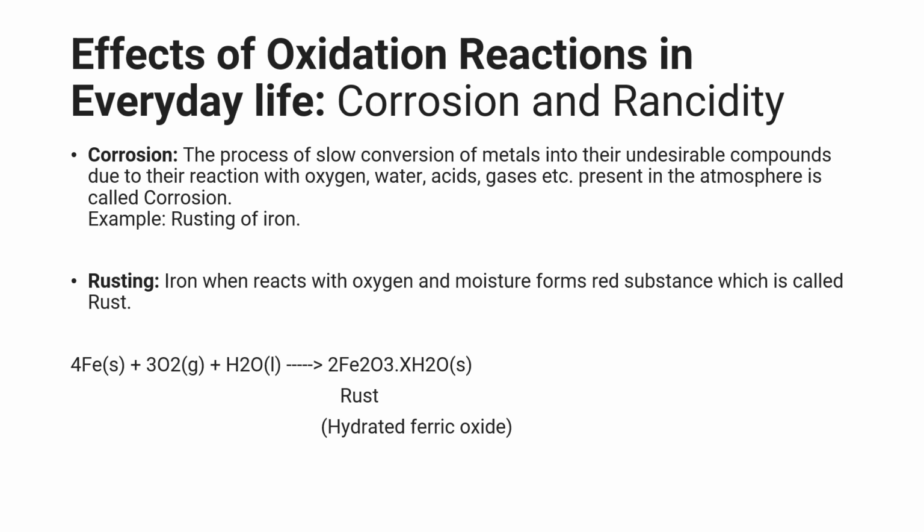Now let's look at the effects of oxidation reactions in everyday life, that is corrosion and rancidity. What is corrosion? The process of slow conversion of metals into their undesirable compounds due to their reaction with oxygen, water, acids, gases, etc. present in the atmosphere is called corrosion. For example, rusting of iron. What is rusting? Iron, when it reacts with oxygen and moisture, forms a red substance which is called rust.